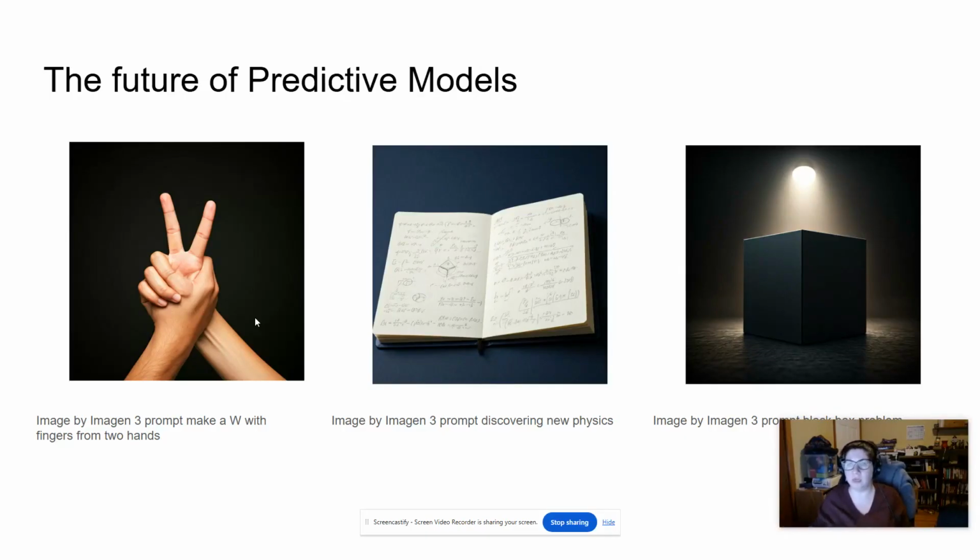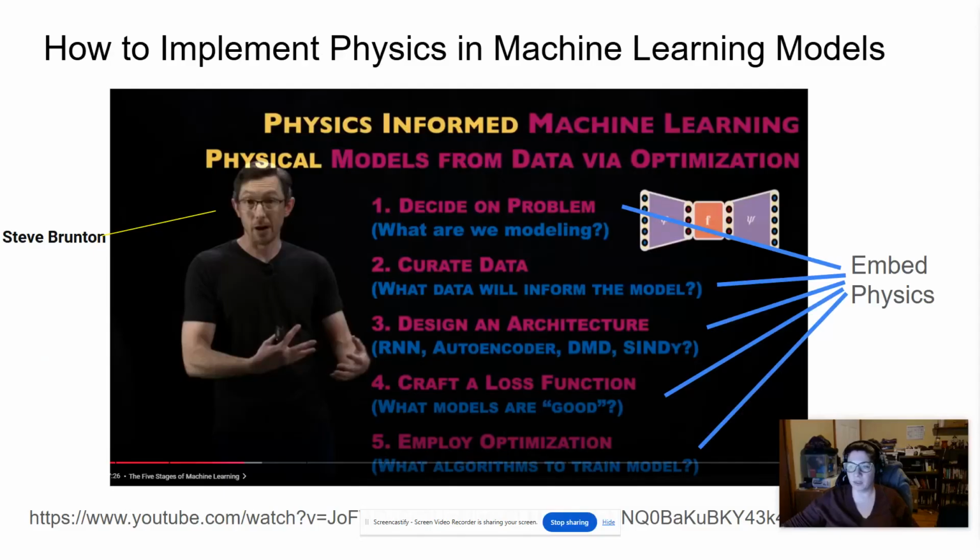So how do we implement physics in learning models? Here is Professor Steven Brunton, University of Washington. About a year ago, he posted a very comprehensive video series about physics-informed machine learning. I highly recommend watching it. I have the link here at the bottom, and here's a snapshot of that video and the link.